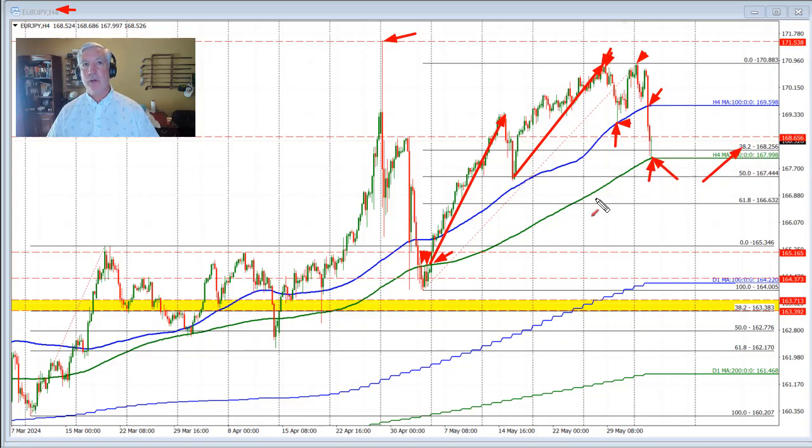We did get below the 38.2% retracement of this last move to the upside, which is a good thing. But as you can see, that was short-lived with the 200 bar moving average coming into play, and the price has since moved back above that level. So what does it say about the technicals for this currency pair? Well, we need to get back below the 38.2% retracement. We need to get below the 200 bar moving average on the 4-hour chart. If we're able to do that, that should increase the bearish bias for this currency pair.